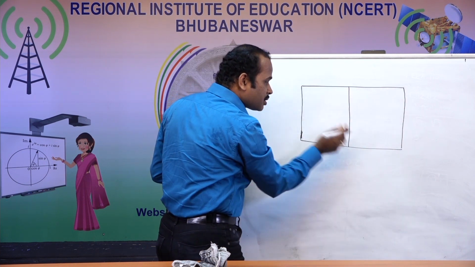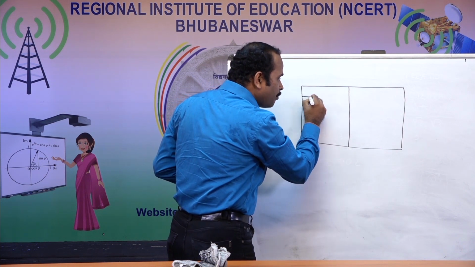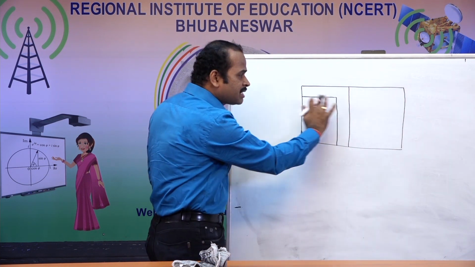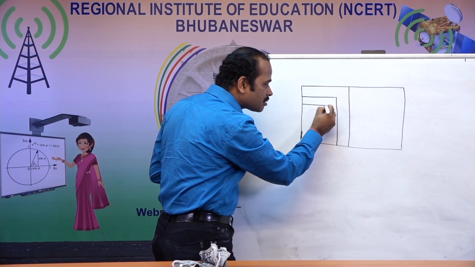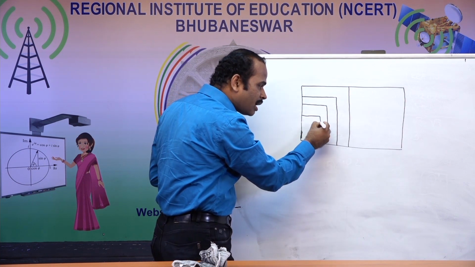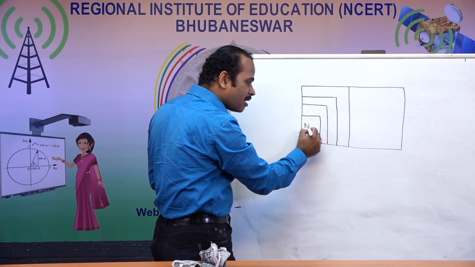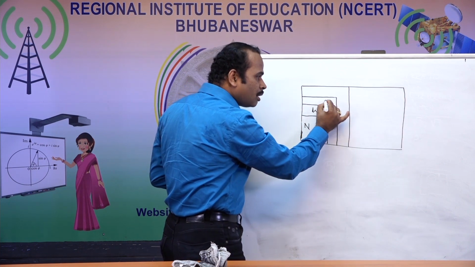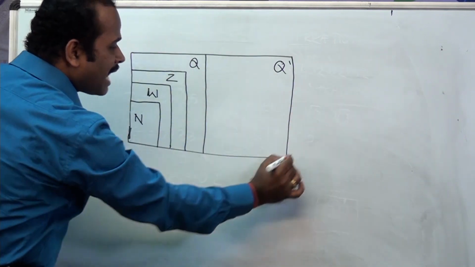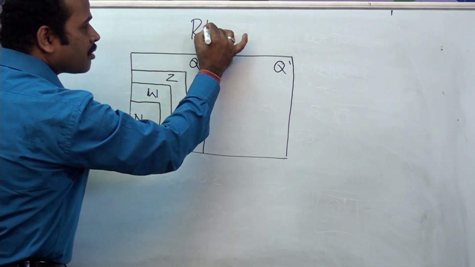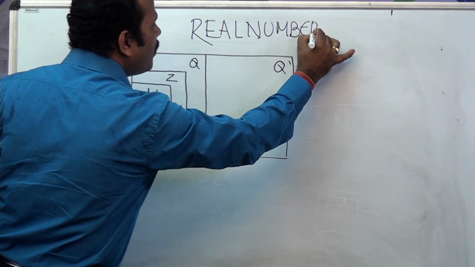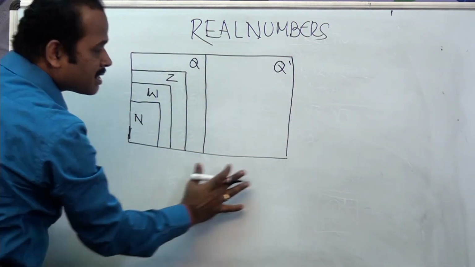Then from these rational numbers we have already covered, some portion of them are integers. Out of these integers, some portion are whole numbers. Again, out of these whole numbers, some portions are natural numbers. So I can write this as N, then this will be W, this will be Z, this will be Q, and this is Q dash. And this entire set together is R, the real number set. So these real numbers are a combination of all the rational and irrational numbers.